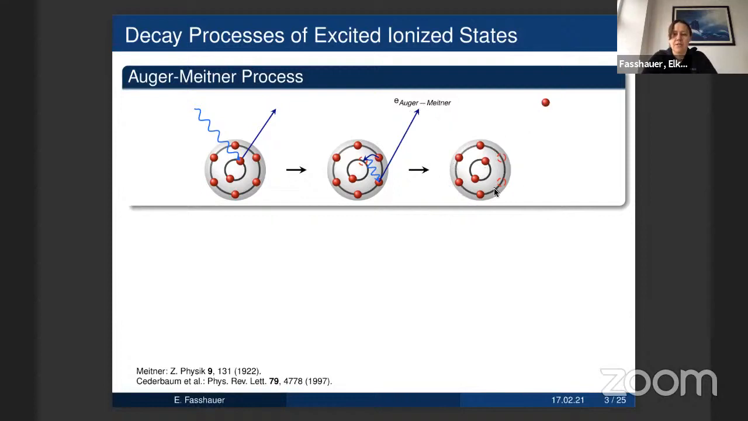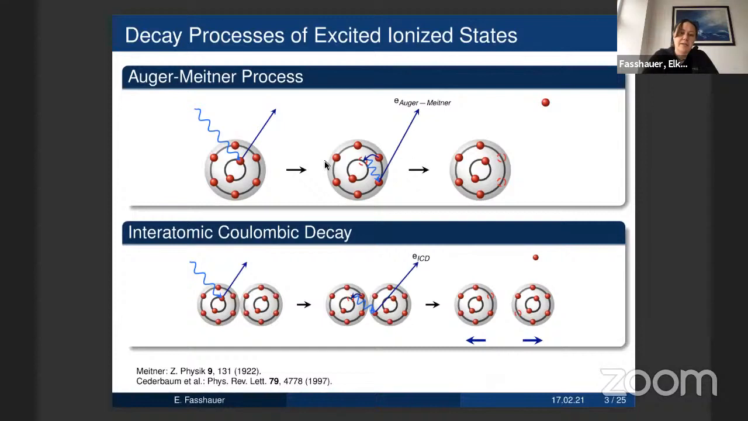unit and an electron. But there's also a different class of electronic decay processes where you ionize from the inner shell from one unit, you fill the vacancy with an electron from the same unit, and you transfer the energy to a second unit, which then gets ionized. So you end up with two singly positively charged units that repel each other and undergo Coulomb explosion. This is the interatomic Coulombic decay process.